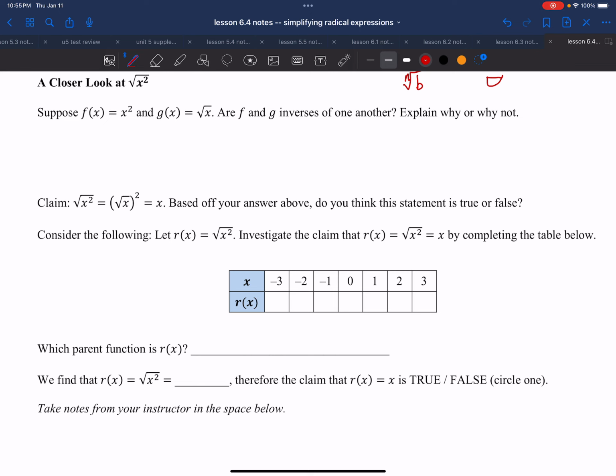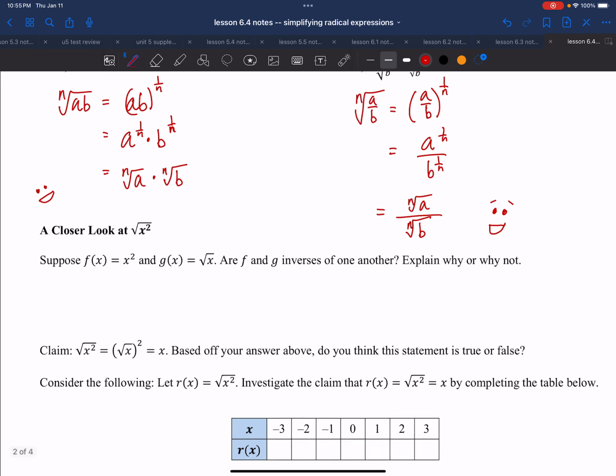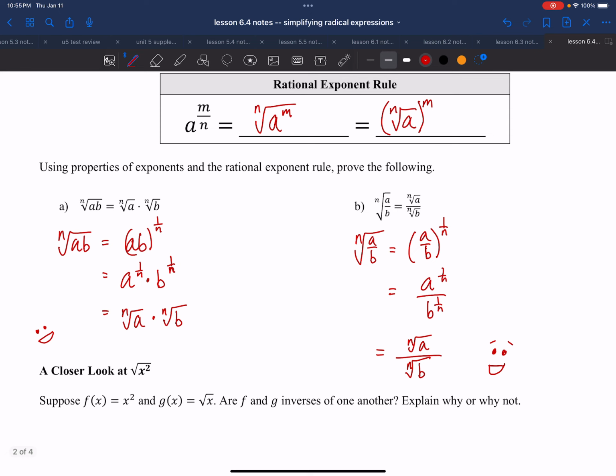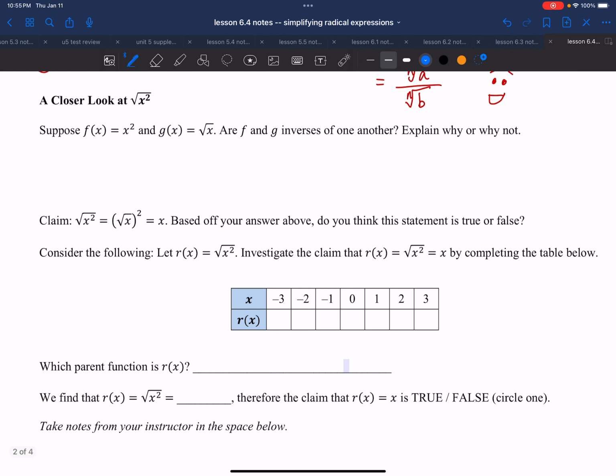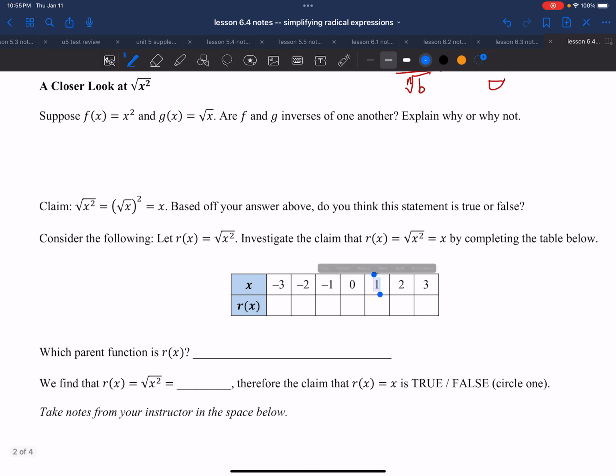Okay, let's move on. So that is what a rational exponent is. This is a definition, and we are going to use this rule again later as we talk about simplifying radicals. But before we get to simplifying radicals, there's actually an interesting thing we need to take a look at, okay? And oh my gosh, I could talk about this forever because it's so interesting. But we're going to say the subtitle is A Closer Look at the Square Root of X Squared, right?